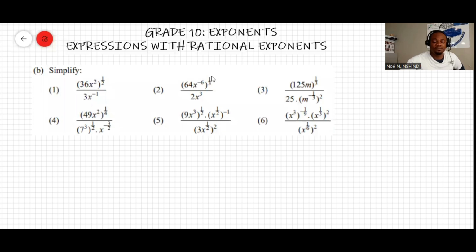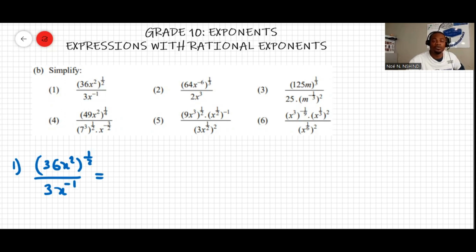We can now do question B. That says 36x squared to the power of a half over 3x to the power of -1. So in this case, we can write question 1 there: 36x squared to the half over 3x to the -1.